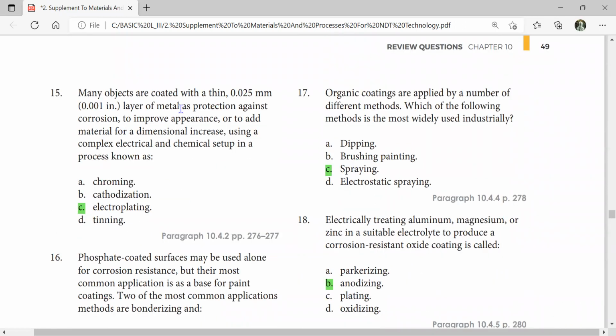Many objects are coated with a thin 0.025 mm layer of metal as protection against corrosion, to improve appearance, or to add material for a dimensional increase, using a complex electrical and chemical setup in a process known as electroplating. Organic coatings are applied by a number of different methods. Which of the following methods is the most widely used industrially? Spraying.